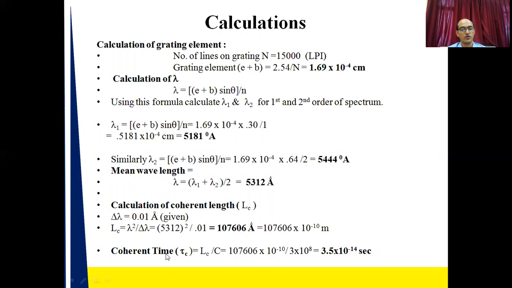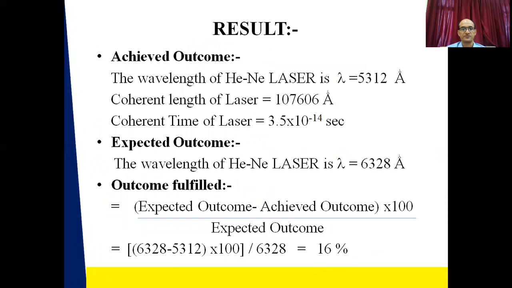Then we will find out coherent time. Tau c equals LC upon C. We will put the value of the LC and C. Then it comes out to 3.5 into 10 to the power minus 14 seconds.